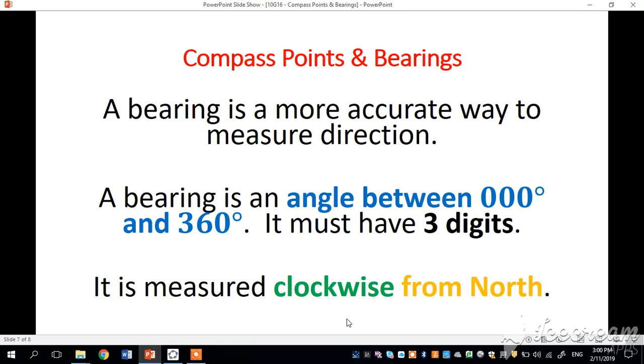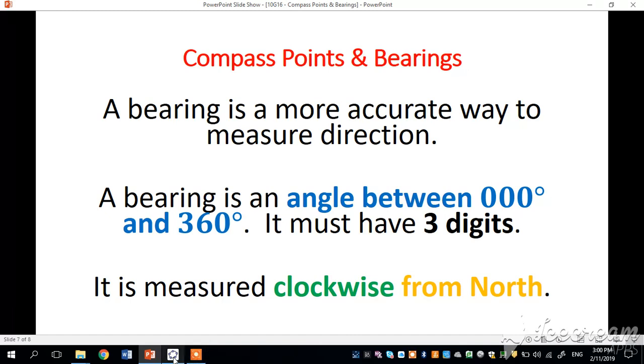Now, if you were traveling in a direction that wasn't north or east or northeast, we would have to refer to the direction with a bearing. A bearing is a more accurate way to measure direction. A bearing is an angle between 000 degrees and 360 degrees. It must have 3 digits. So if you measured the angle of the bearing to be, say, 58 degrees, you'd have to write it as 058 degrees to make it 3 digits. Bearings are measured clockwise from north.